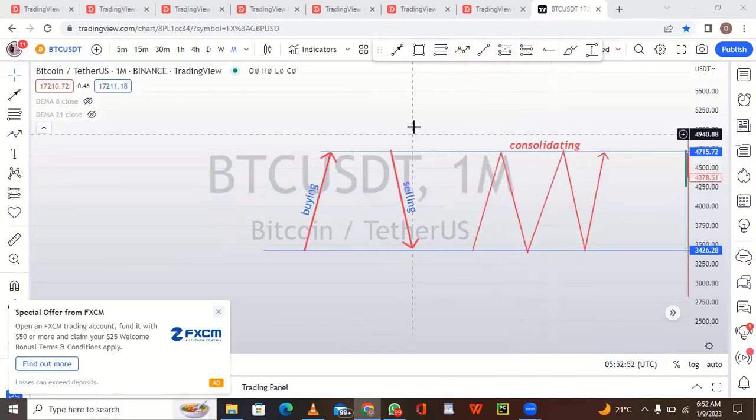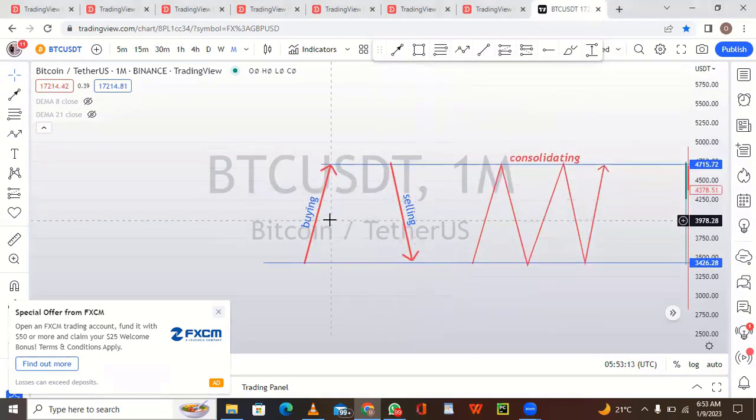Okay, so when a market is buying, we can refer to that market as a bullish market. And when the market is selling, we can refer to that market as a bearish market. In a similar way, the consolidating market can be referred to as a ranging market. Okay, so we are going to look at the characteristics of a bullish market as well as the characteristics of a selling market.